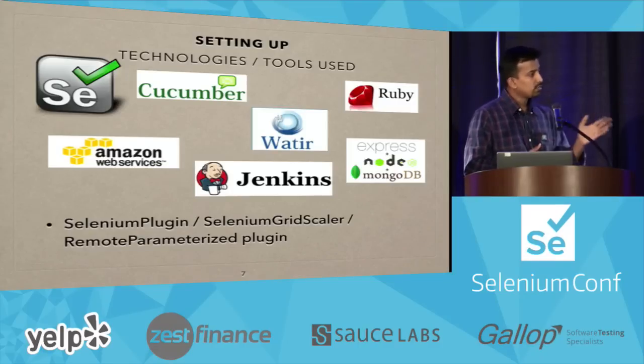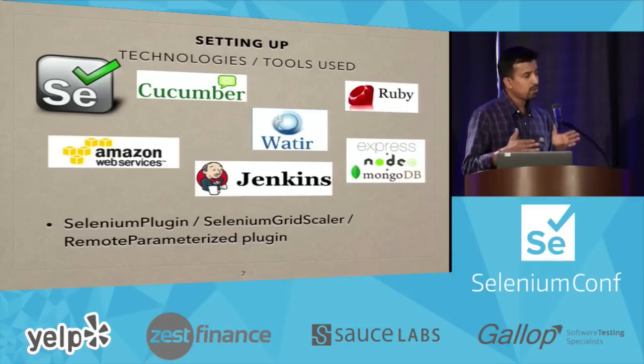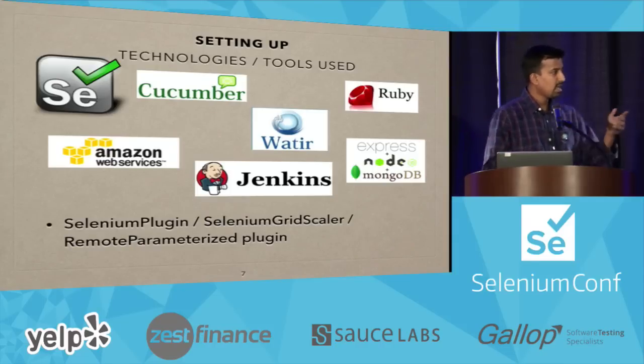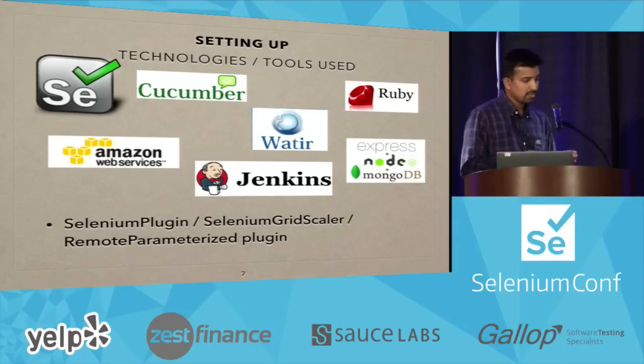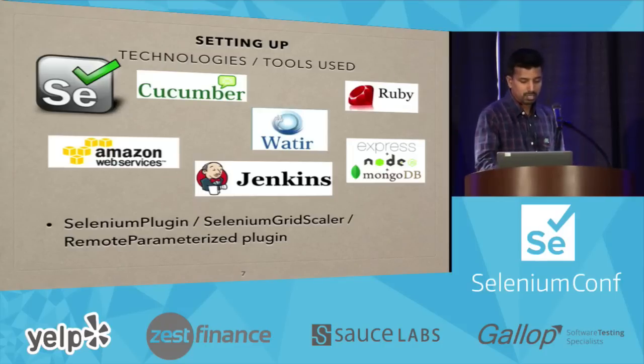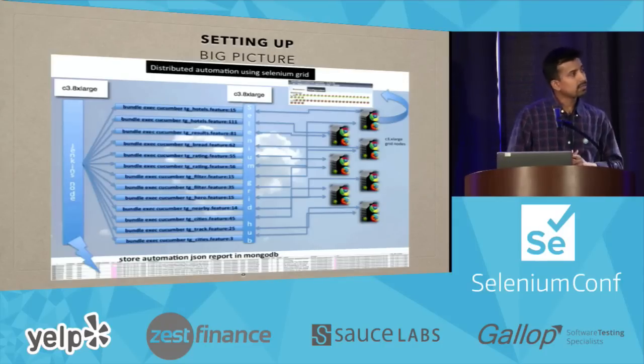I'm also using 2 different plugins. Both can replace each other. The first one is for static setup, which is the Selenium plugin, and Selenium Grid Scaler, which is developed by Matthew Hardin, whom Marcus just mentioned, which can auto-scale your grid setup. So both can replace each other, which we will talk about later. And also the remote parameterized plugin, so that I can fully automate my pipeline if I want to run some remote jobs, etc.